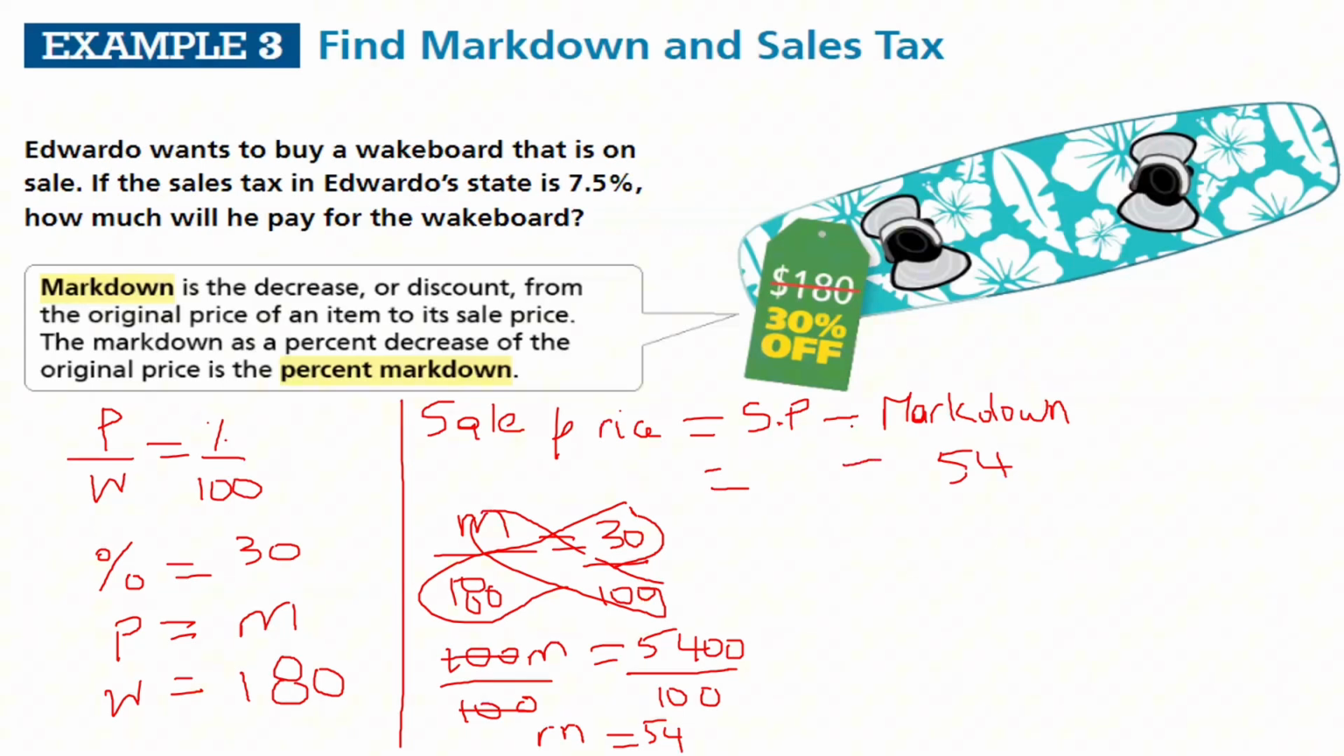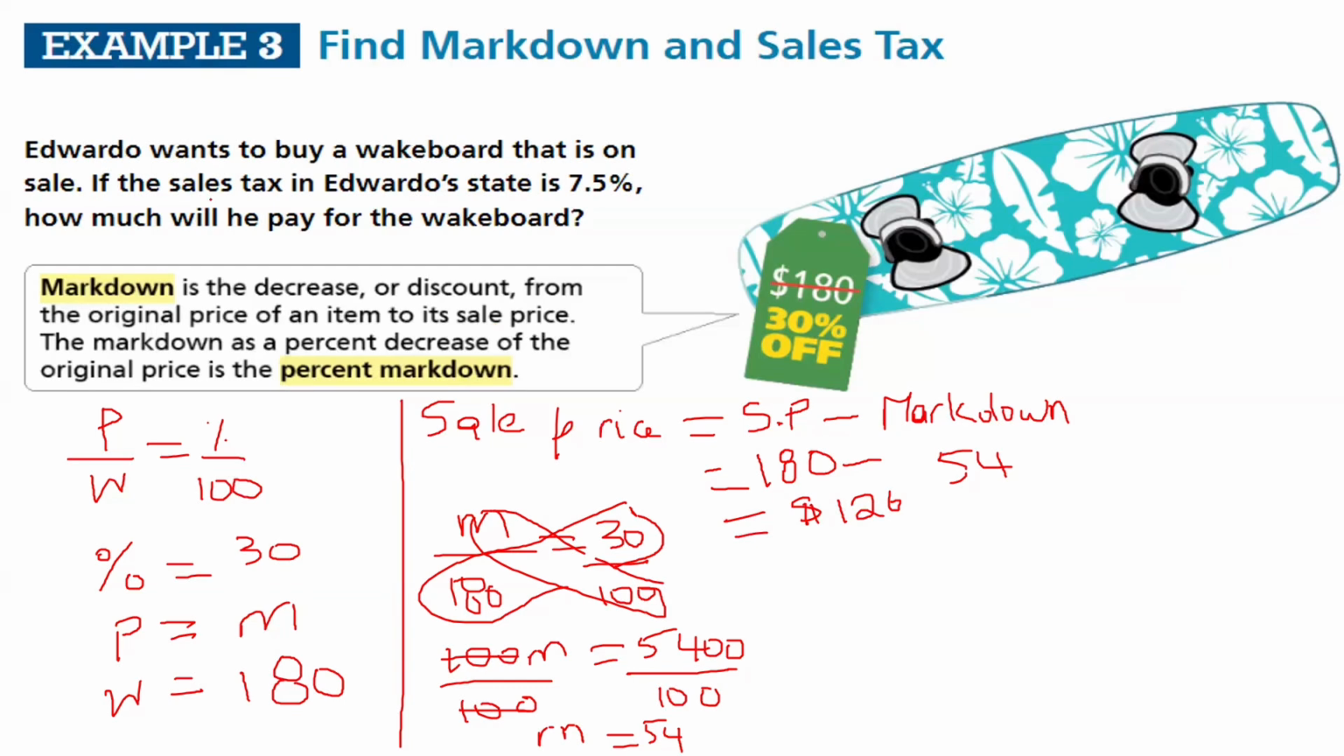So now to find the sale price, we are going to take 54 from 180. When we subtract this, we are going to get $126 for the sale price on the item. So this price is marked down from $180 to a sale price of $126. So this is the current price. This is what the item is now selling for.